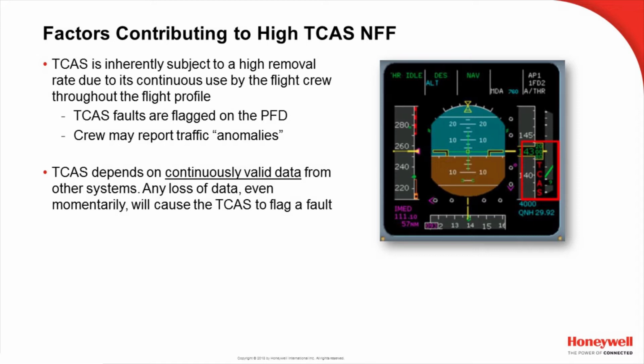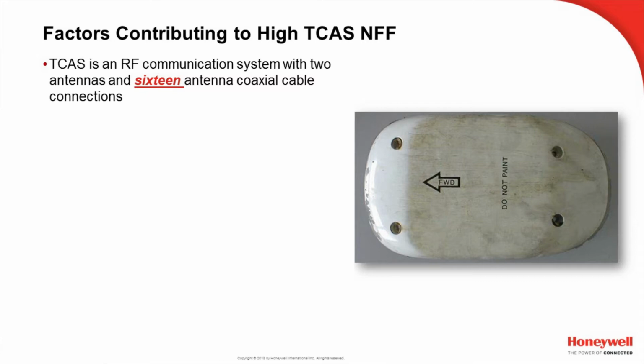The next point from my experience with TCAS is you really have to be cognizant of the RF cabling in this system. Again, I stress TCAS is an RF communication system with 2 antennas and 16 antenna coax cable connections. You have 4 cables going out to the top antenna, 4 cables going to the bottom antenna, and you have connections on both ends at the TCAS mounting tray and at the antenna itself. So you have 16 connections, and anyone working with RF systems knows that any place you have a connection, there's a potential for a maintenance issue.